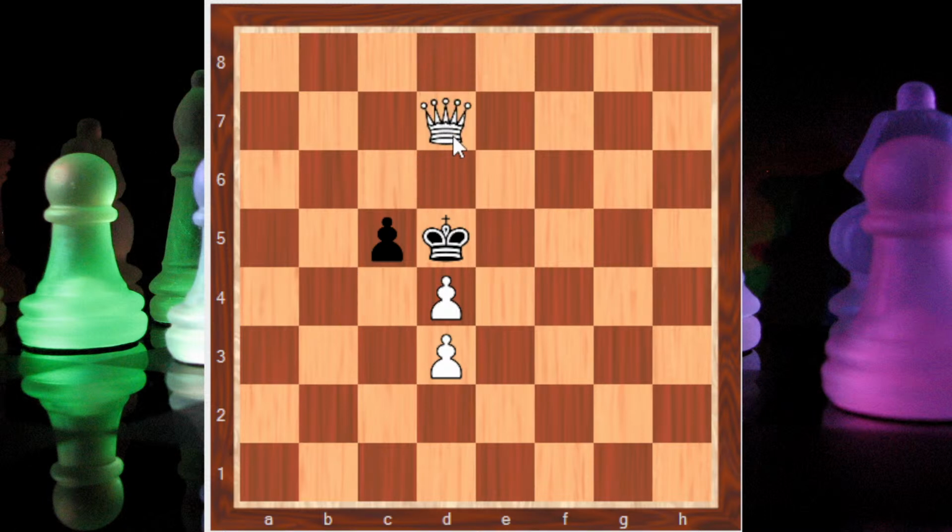Queen to d7. Your queen is controlling these 3 squares. King is in check. You are controlling these 3 squares. Here your pawn is controlling. Here d3 pawn is controlling these 2 squares. Checkmate.